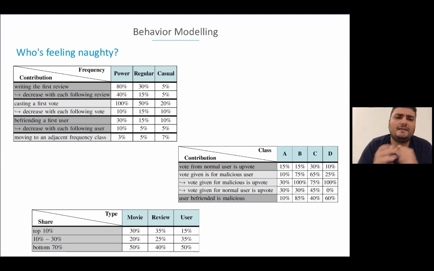Okay, so for that, I had to model behavior. This was based on a simulation. We looked over real data from IMDb or from whatever, and we started to simulate how users behave, and we also started to simulate how malicious users behave. We had like 4 classes of malicious users, or trolls, let's say.